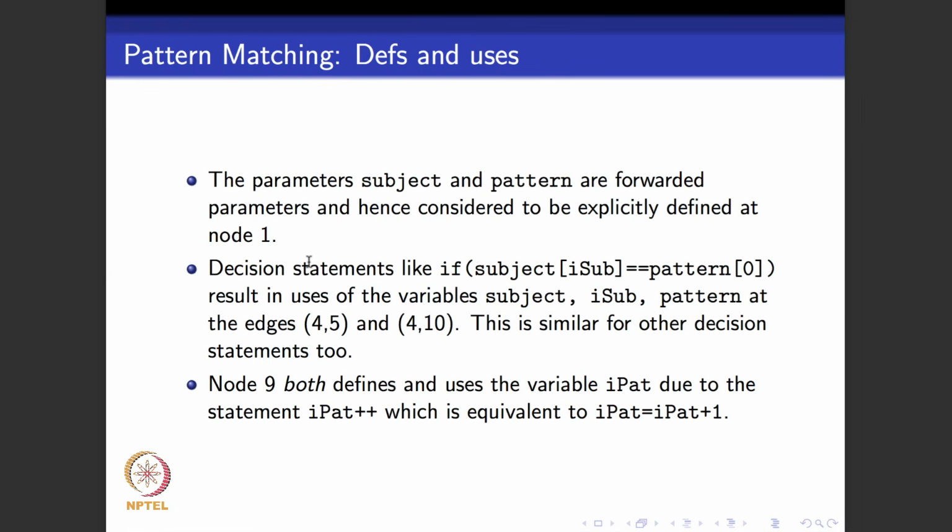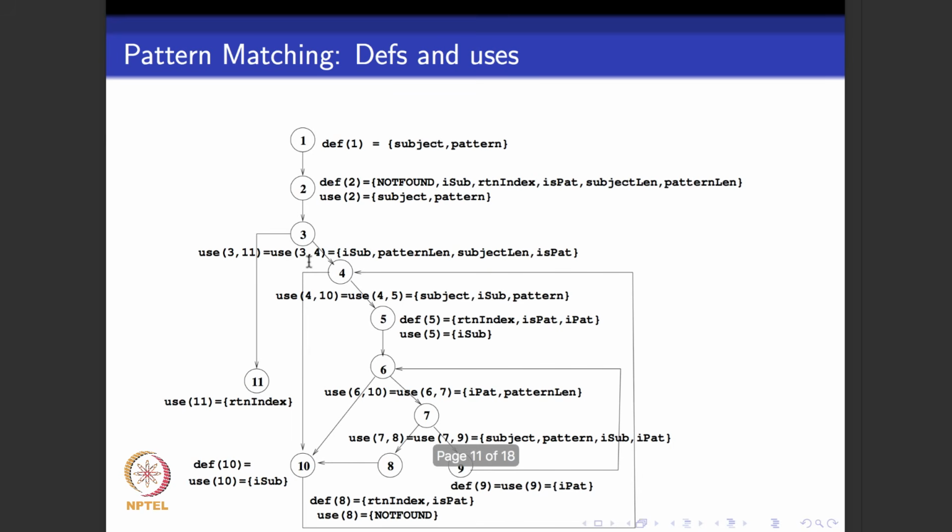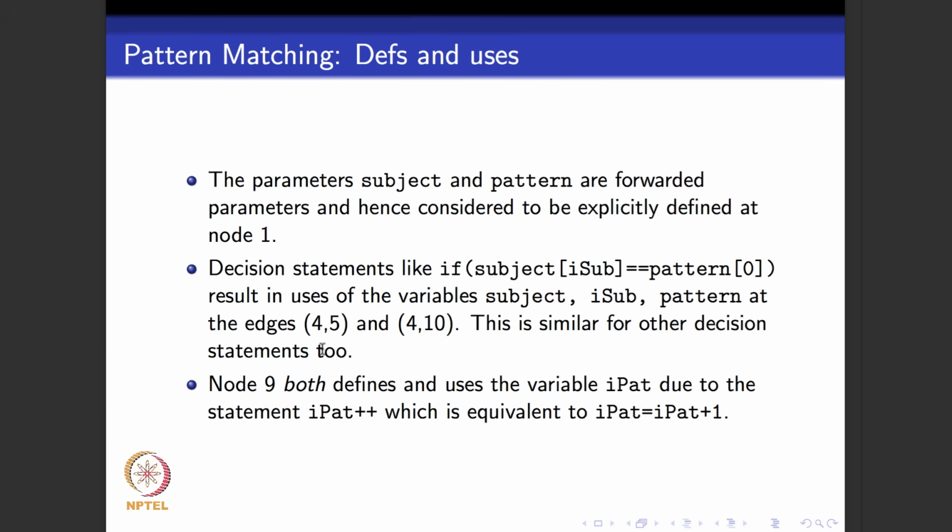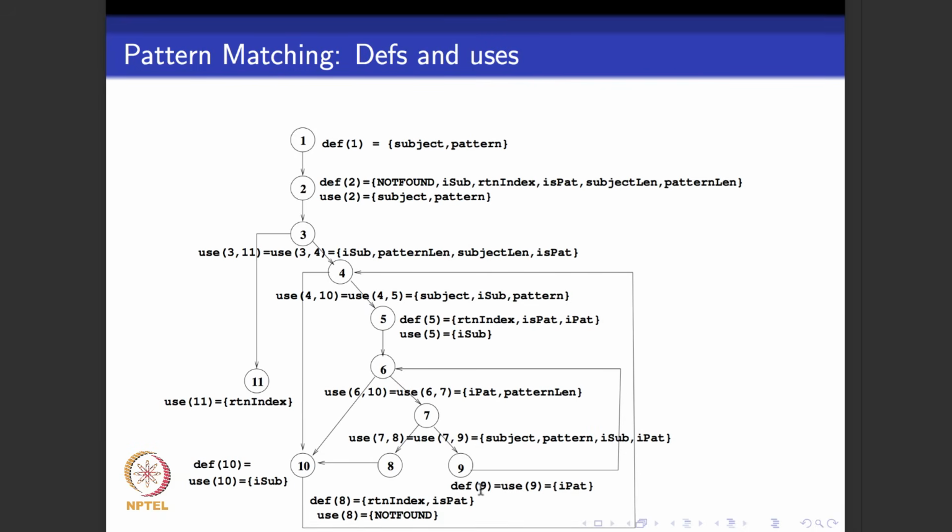So this, I think I explained this slide already. What I said was at node 1, parameters subject and pattern are forwarded parameters, so they're considered to be explicitly defined at node 1. And I also explained how these uses occur in decision statements. That's what this line item says. And node 9 has a statement which is like iPat plus plus. Suppose I read it as iPat is iPat plus 1, then it can be thought of as both defining and using this variable, right? So that's why I write def of 9 is the same as use of 9 is the same as iPat.